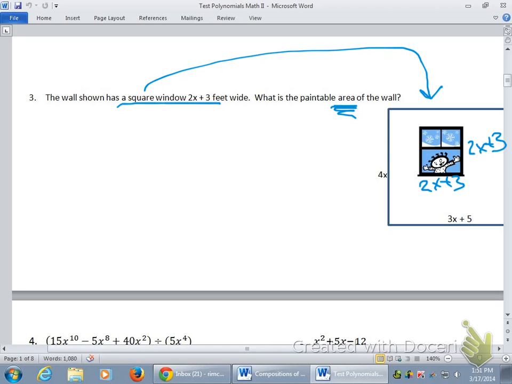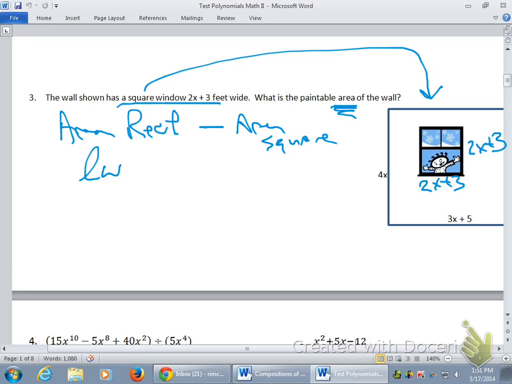So what's your plan? Okay, a generic plan. I like the way he said that. He said you're going to take the area of the rectangle or the wall, and you're going to subtract the area of the square, which is the window, right? Now you're being more specific about how to actually do area, right? How do you find the area of a rectangle? Length times width. How do you find the area of a square?